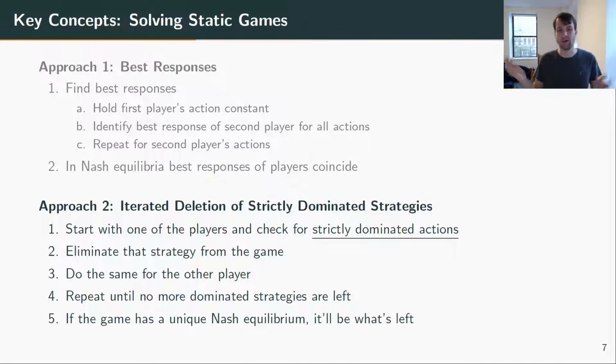We are just going to start by eliminating the strategy from the game. Sometimes you find it with player 1, sometimes with player 2, sometimes it doesn't matter. It's a bit of a brute force approach, especially in the beginning. And then we're going to remove all the strictly dominated actions, do the same for the other player and repeat it until no dominated actions are left. And if the game has a unique Nash equilibrium, or unique pure strategy Nash equilibrium, I should say, it'll be whatever is left.